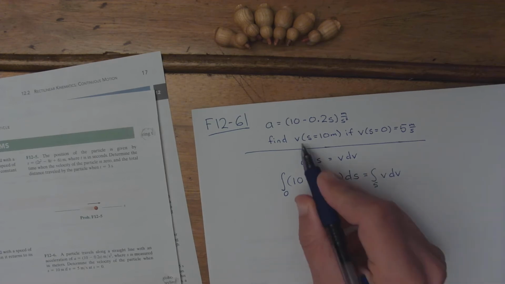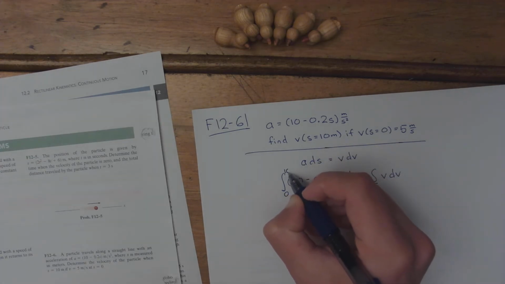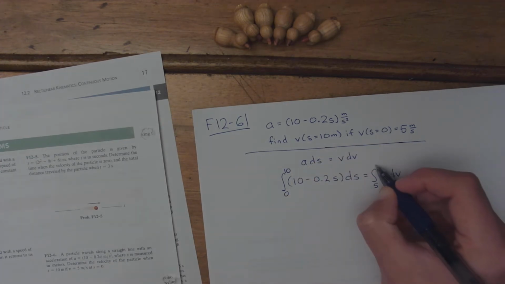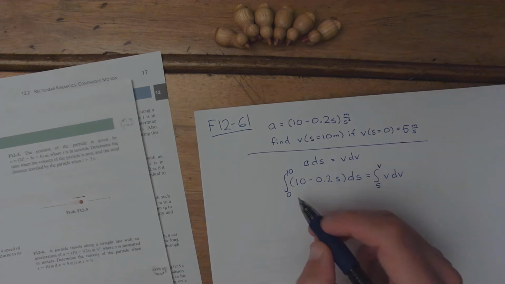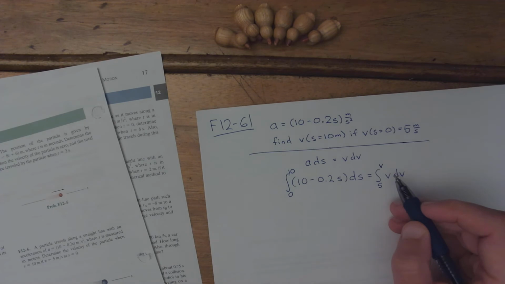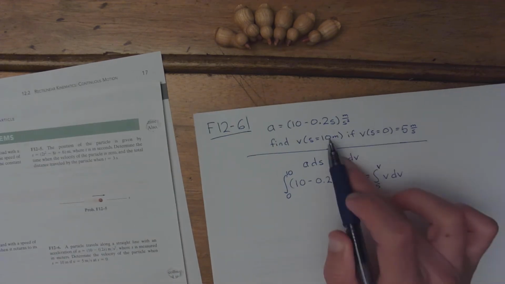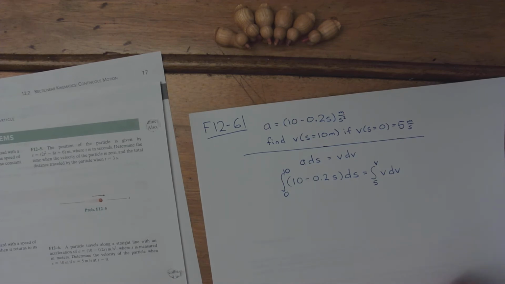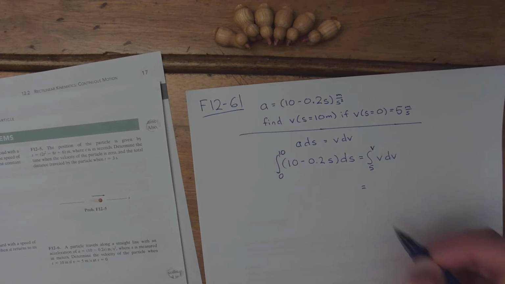And then I'm looking for the velocity when the position is 10 meters. So if my upper limit of integration here is 10, then this upper limit here is going to be the velocity that I'm looking for. If you wanted to just keep the limits as s1 and s2 and v1 and v2, you could do that while you integrate and then put in the values that you have afterwards. Okay, so then let's go ahead and integrate.